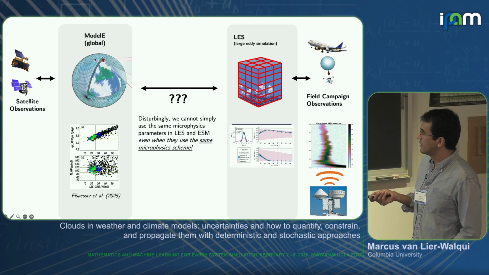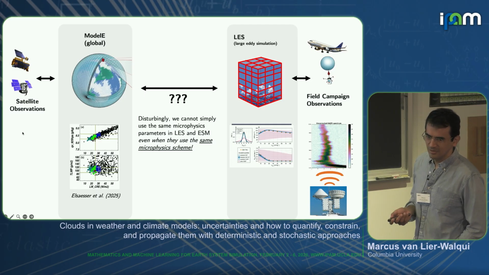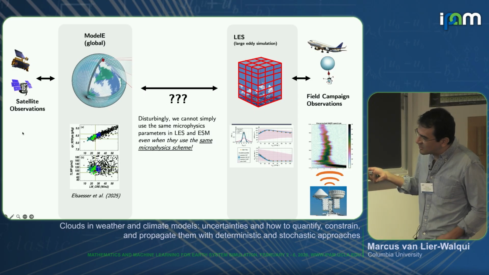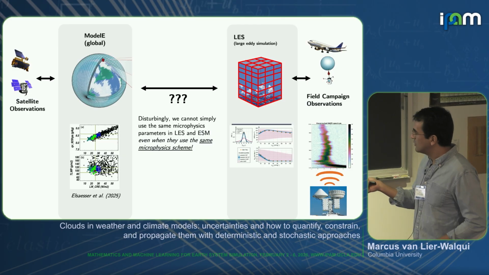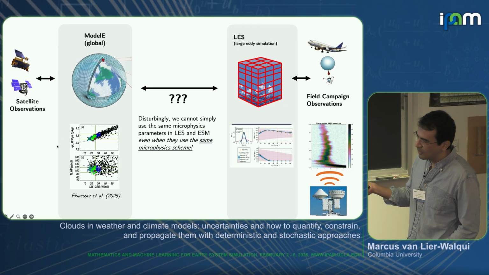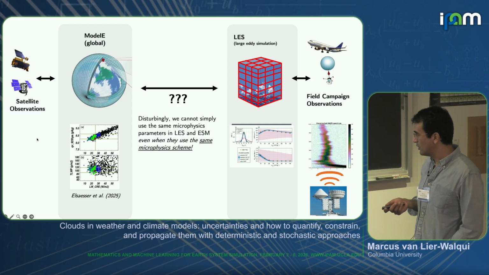So now we've talked about the stuff on the right, and the stuff on the left. But how do we do this translation in between? This is a pretty disturbing thing: we can't just take the parameters that we've learned in high-resolution models and plug them into our global models. Why not? Even if you use the same microphysics scheme, even if the equations are the same, you take these parameters at high resolution, you dump them into the global model, and things go really wacky.